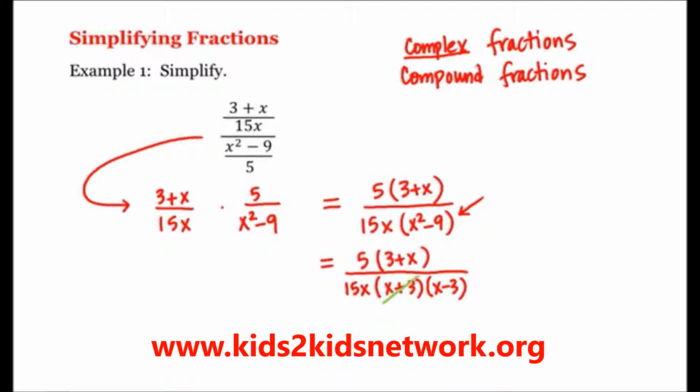Now x plus 3 and 3 plus x will cancel. And we're assuming here, of course, that x does not equal negative 3. And 5 goes into 15 3 times, so we'll have a 3 left here in the denominator. And therefore, our answer is 1 divided by 3x times (x minus 3).